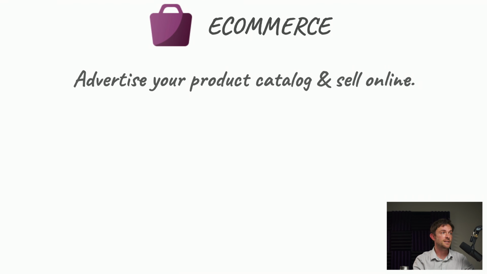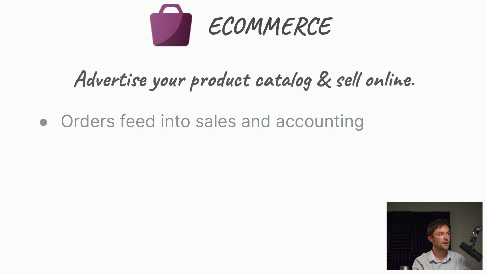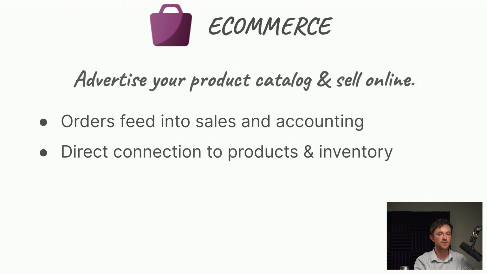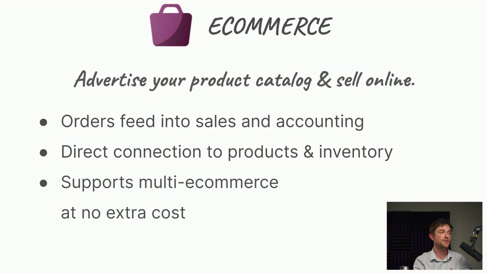Our e-commerce app is the most common add-on for the website because it allows you to publish your products and sell stuff either B2C or B2B. So customers can place their orders online, and then these orders immediately flow into the back end of Odoo Sales and flow into accounting too. There's an immediate connection to your back-end inventory for the product catalog, stock levels, warehouse availability, stuff like that. And it allows you to host multiple online shops if you want to, all connected to the same database. So yeah, multi-e-commerce at no additional fee, which is pretty amazing.